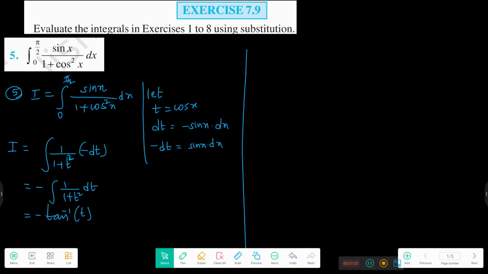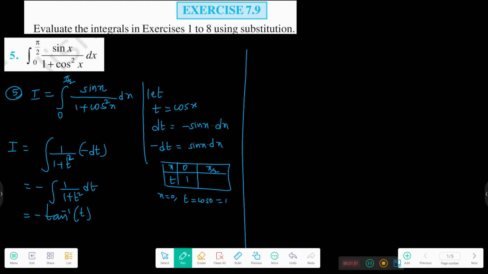Let's use it here. Let me make a box first, with x and t. What they gave here: x lower limit 0, upper limit pi by 2. When you substitute x equal to 0, then t is equal to cos 0, cos 0 value is 1, so the lower limit is 1. Like that, x is equal to pi by 2, which means t is equal to cos pi by 2, cos pi by 2 is 0, so the upper limit is 0. So lower limit 1, upper limit 0, that you have to apply, which means 1 to 0.